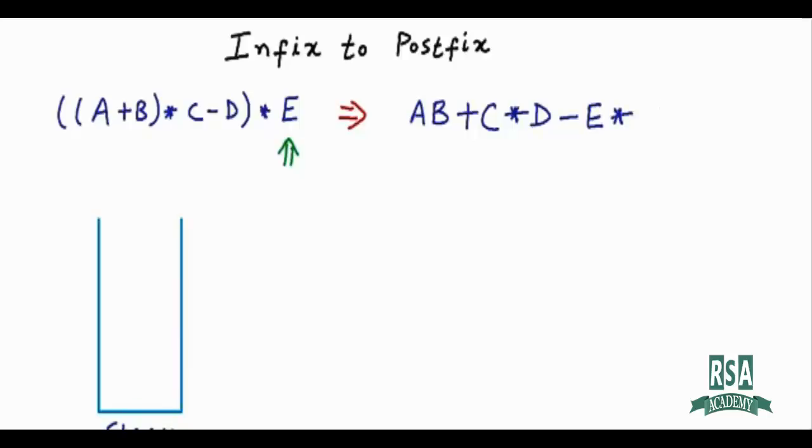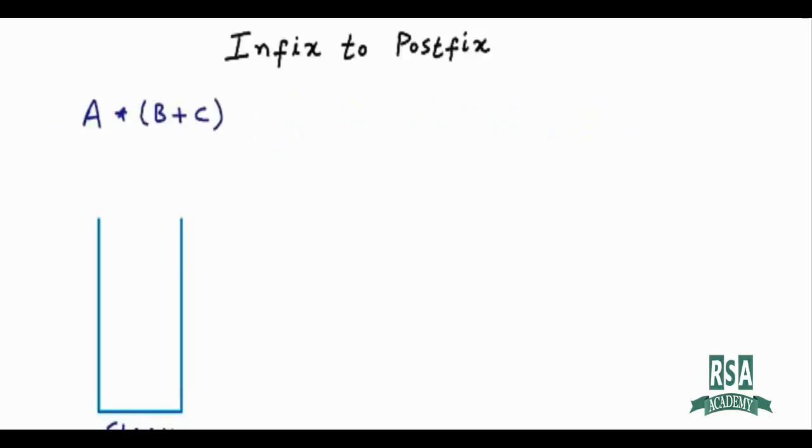I'll take one more example and convert it to make things further clear. I want to convert this expression. I'll start at the beginning. First we have an operand, then this multiplication operator, which will simply go onto the stack. The stack right now is empty. There is nothing on the top to compare it with. Next we have an opening parenthesis, which will simply go.